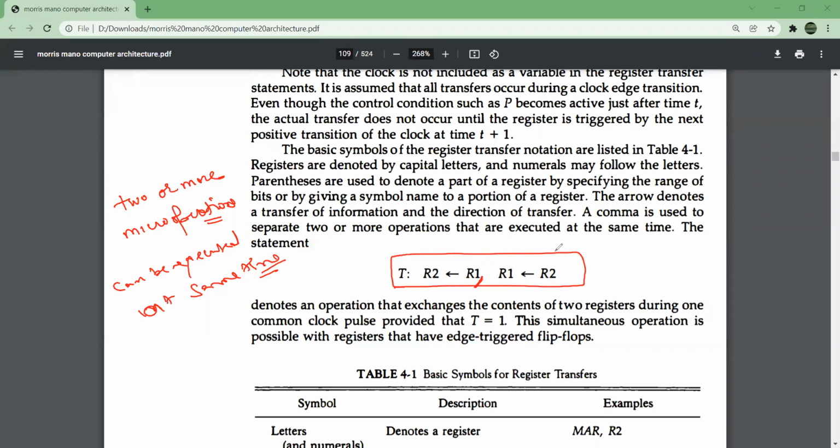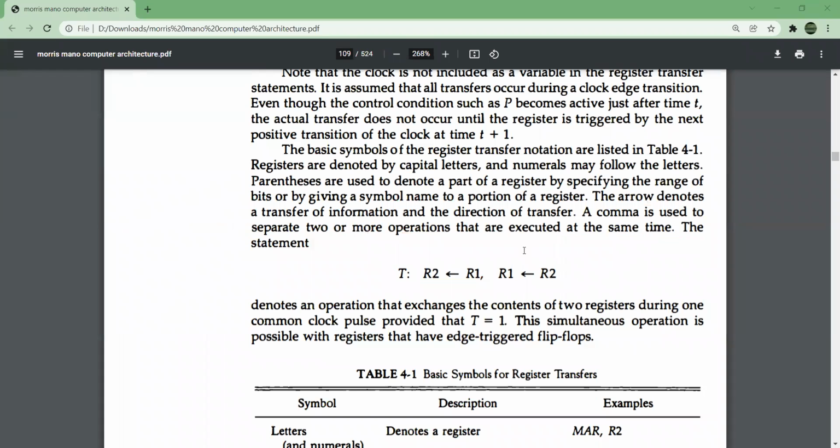तो ये स्टेटमेंट एक्चुअली में क्या बता रही है? This is micro operation number 1, this is micro operation number 2, and they both will be executed at the same time t. So the arrow denotes the transfer of information. A comma is used to separate two or more operations that will be executed at the same time. So I hope this particular notation is also clear to you, which is denoting more than one operation at the same time.